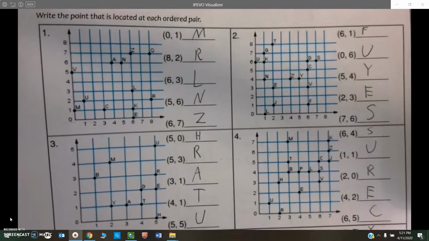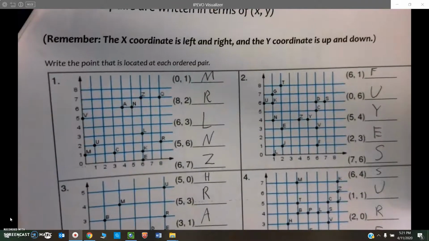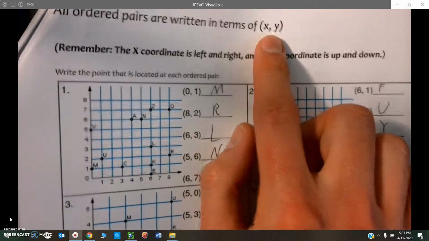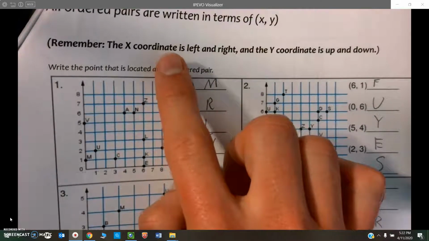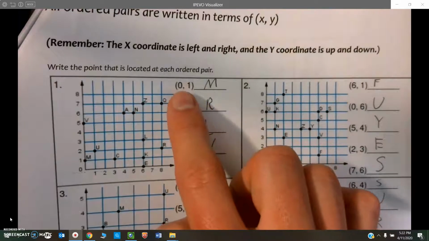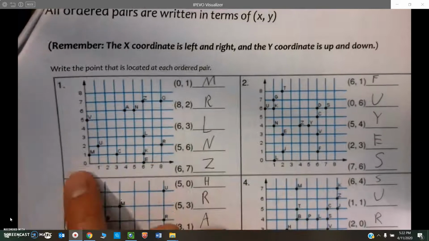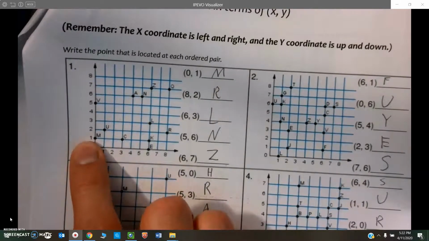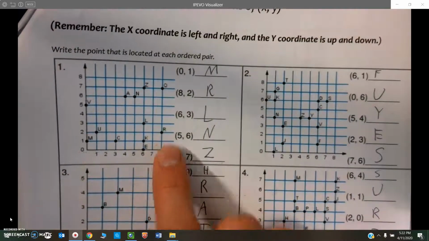This lesson is going to be talking about coordinate planes, so I just wanted to review these as well. It's important to know all ordered pairs are written in terms of x, y coordinates. X talks about left and right, and y is up and down. So the first number in your ordered pair is always how far to the right or left it is. So this one went right 0 and up 1. R was over 8, up 2.